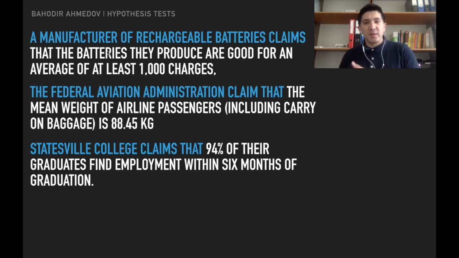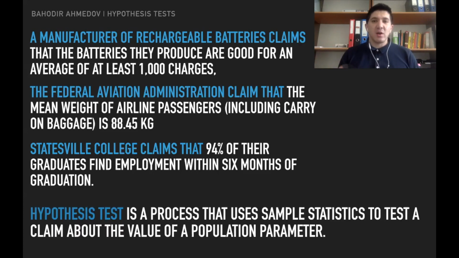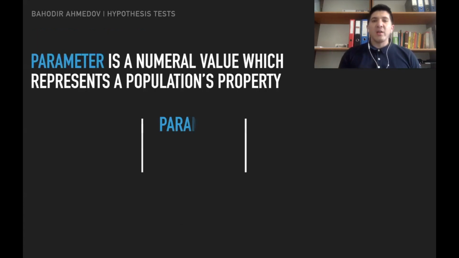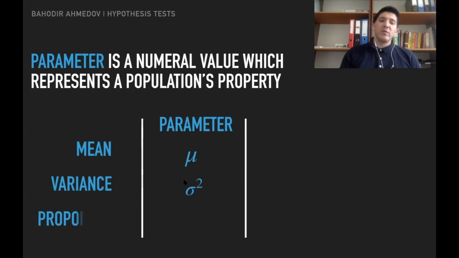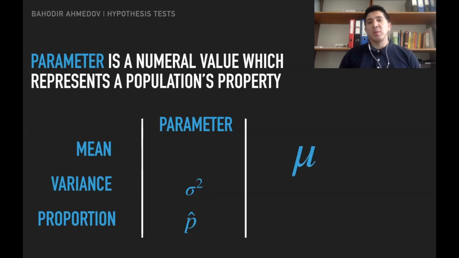In this part of the course, we're going to discuss how to test this kind of estimation. This process of testing the hypothesis is called the hypothesis test. Essentially, we're going to test it more or less in the same way as before. We take a sample from the population, calculate some numerical values of the sample, then make our conclusions about the hypothesis. If you remember, a parameter is a numerical value of the population. The parameter of the mean is denoted as mu, for the variance it is sigma squared, and for the proportion it is p hat.